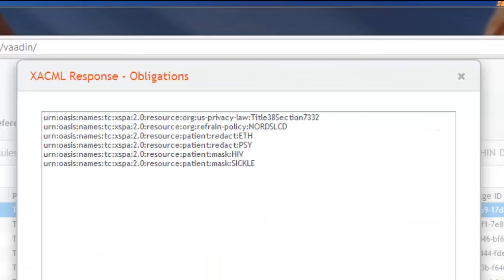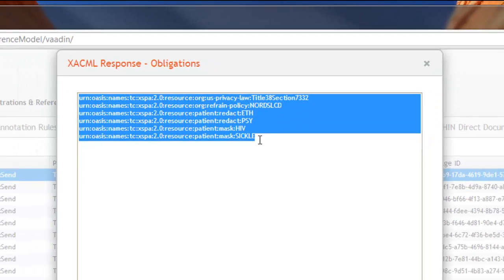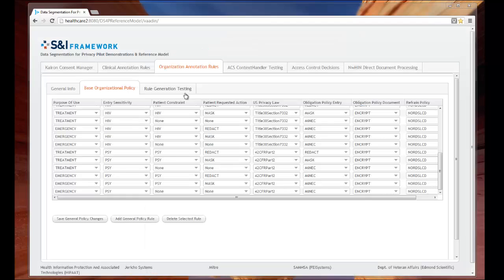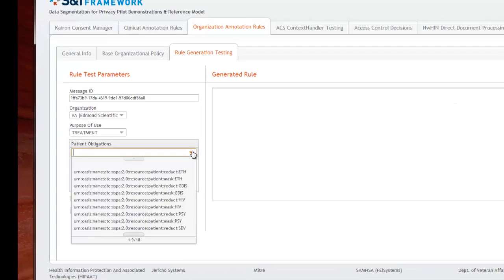The organization is also constrained by Title 38, Section 7332, and requires the enforcement of the no redisclosure refrain policy. Using the Security Labeling Service test interface, we will now generate our rules based on these obligations.